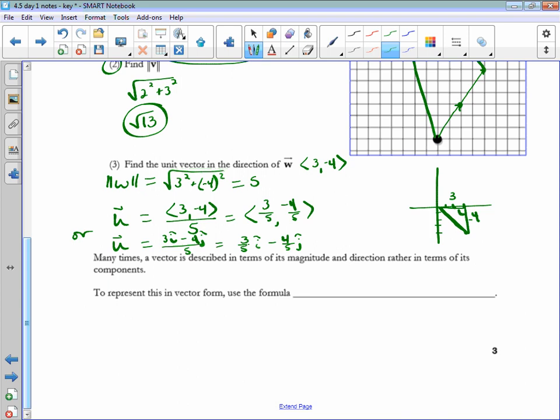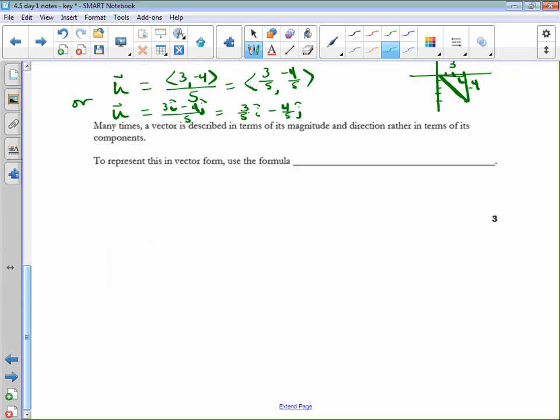So it says many times a vector is described in terms of its magnitude and direction rather than its components. The components were the little brackets, you know, the 3, -4. If we're talking magnitude and direction, we get a little bit of trig involved. So another way to write it, I could write magnitude of B, the little arrow, times the direction, which has to do with cosine and sine, because it makes sense that it should be related to an angle.